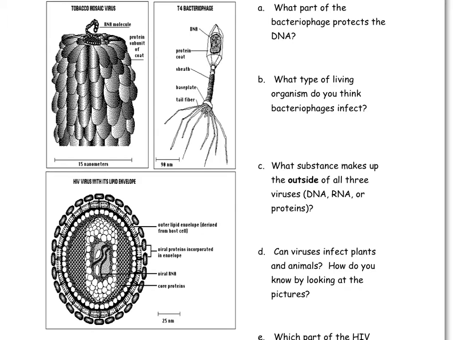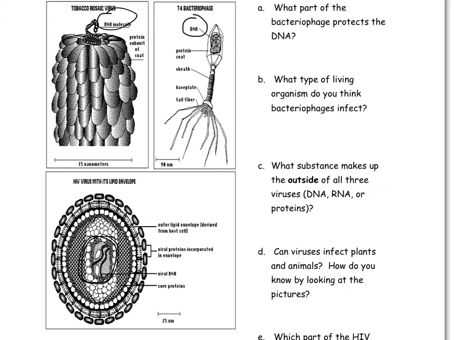Now, what I hope you notice here about the viruses is that they have a couple things in common. They all have some sort of genetic material inside of them. So here we have RNA. RNA is a lot like DNA. We'll talk more about that later. Inside the tobacco virus, we have RNA. We have DNA inside of what's called a bacteriophage, and inside of HIV, we also have RNA, again, another type of genetic material.